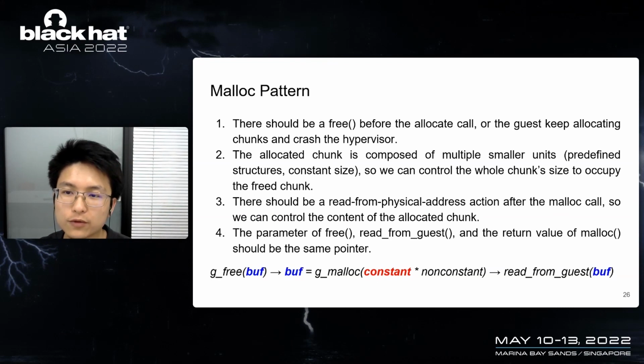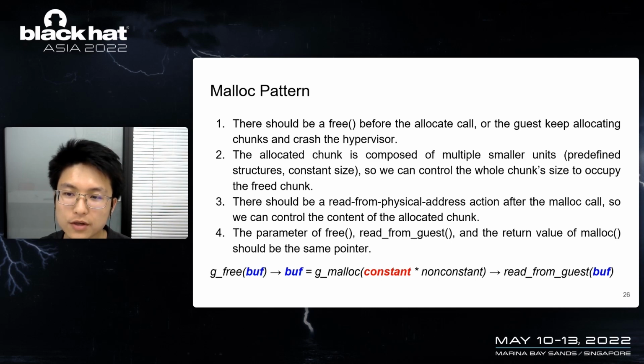So our new goal is to find a malloc that can be triggered by an MMIO write, where the guest can control the content of the allocated chunk. It's best that the size of this chunk is also controlled. Based on past experience, we guess this primitive has the following characteristics. First, there should be a free after the allocate call. Otherwise, the guest can keep allocating chunks and crash the hypervisor.